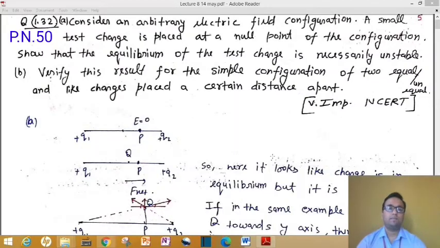Good morning students. Today we will do Gauss law and we will solve some questions from NCERT as well as some questions which were asked in board exams.